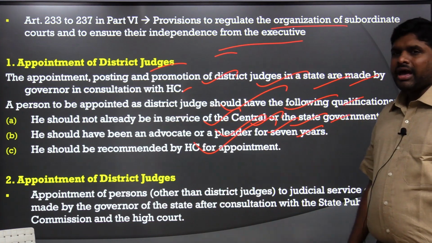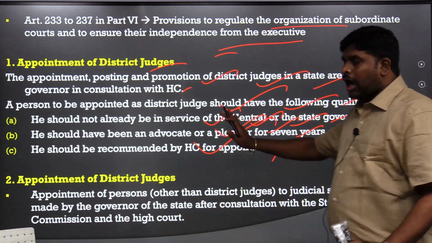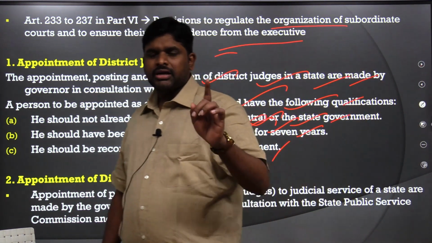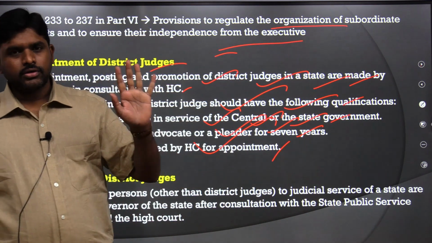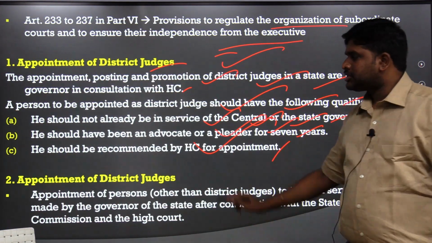He should be recommended by the High Court for appointment. So, how can he be appointed? He can be appointed on the recommendation of the High Court. So, this is the first level, which is appointment of district judges.